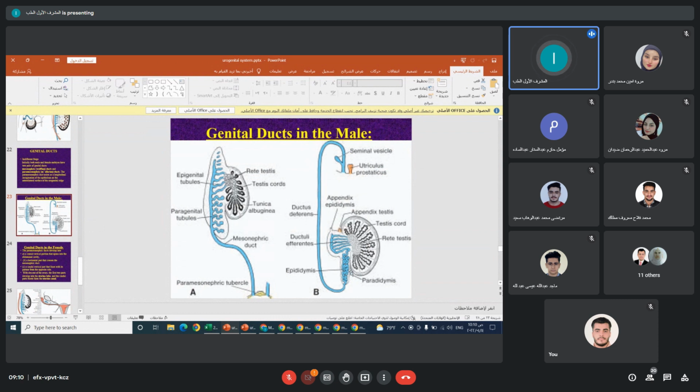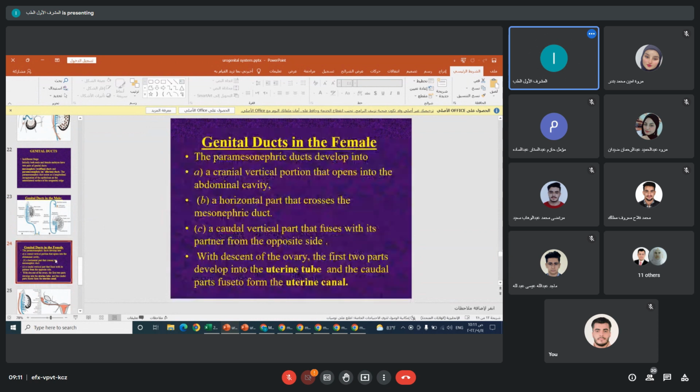All these will form from the mesonephric duct. What about the Mullerian duct? Here it will disappear. In the cranial part, it remains as the appendix of the testis, and in the distal part it is called the prostatic utricle. So now we finish the duct in the male. We come to the duct in the female.